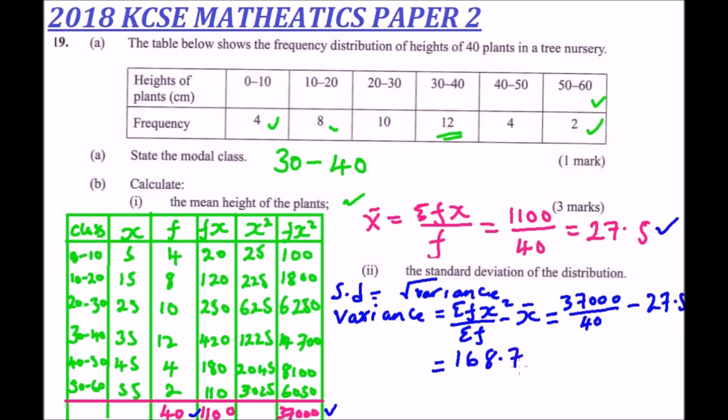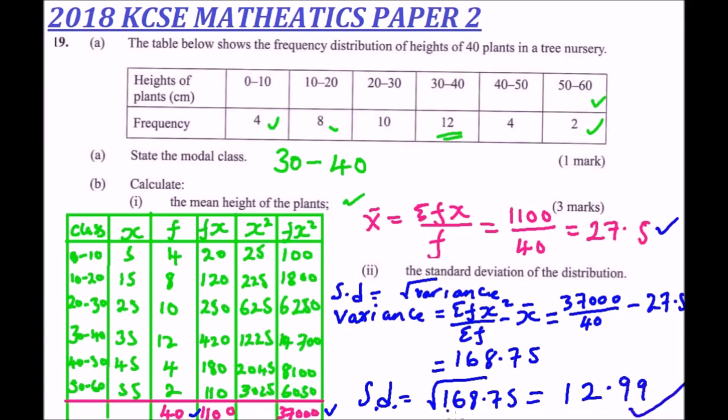168.75. So that is the variance, and therefore standard deviation SD is equals to the square root of 168.75, and using your calculator you will be able to get that the standard deviation is 12.99. So that is how we work out to get the variance.